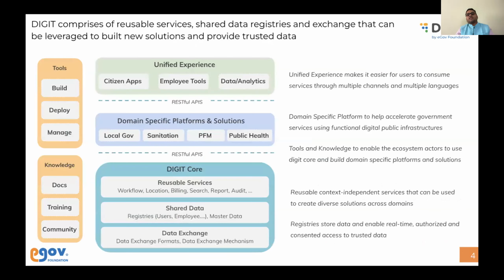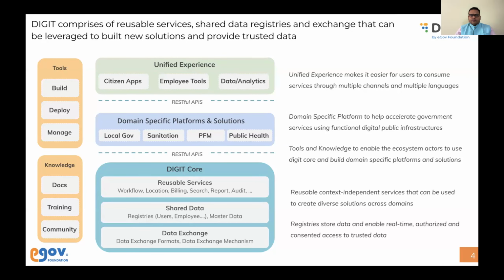All of this is currently underpinned by our Digit platform, which has a set of core services, which are reusable, context-independent services that also have shared data registries and a data exchange mechanism to facilitate information to be shared with each other. The toolkit and the knowledge base that we have helps marketplace actors to get certified on the platform and use the core to then build domain-specific platforms in different settings so that government service delivery can be accelerated through digital transformation.